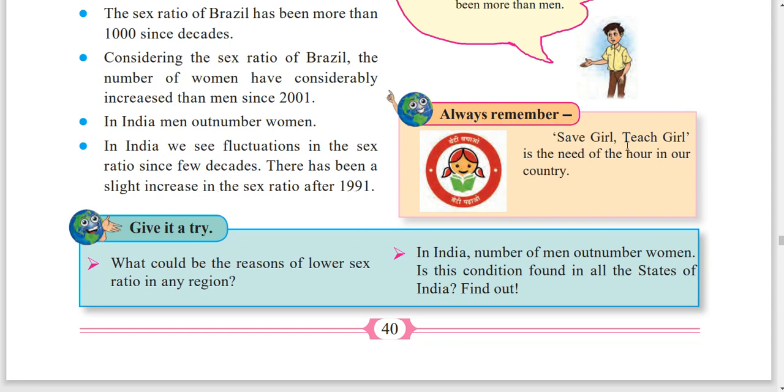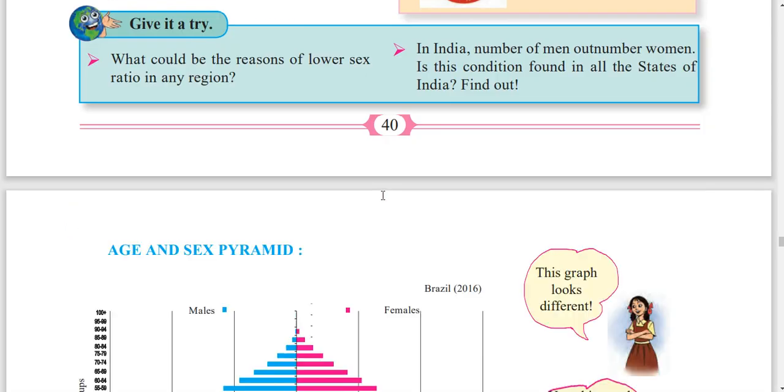Always remember, save girl, teach girl is the need of the hour in our country. Beti bachao, beti padhao. Give it a try. What could be the reasons for a lower sex ratio in any region? In India, men outnumber women. Is this condition found in all the states of India? Find out.